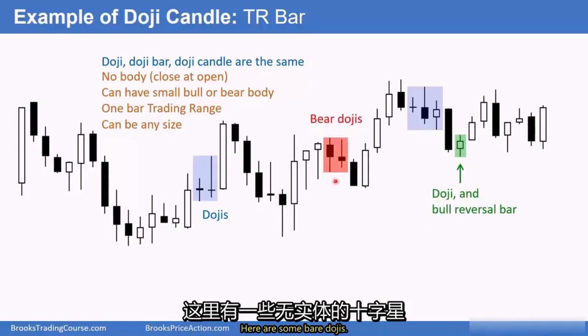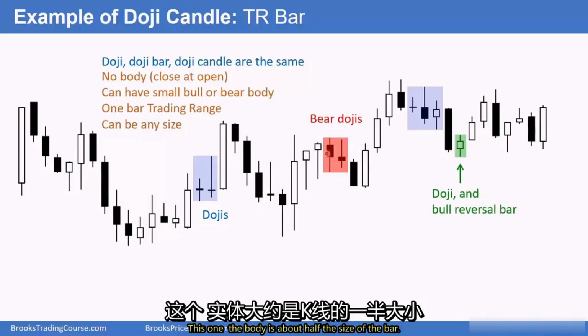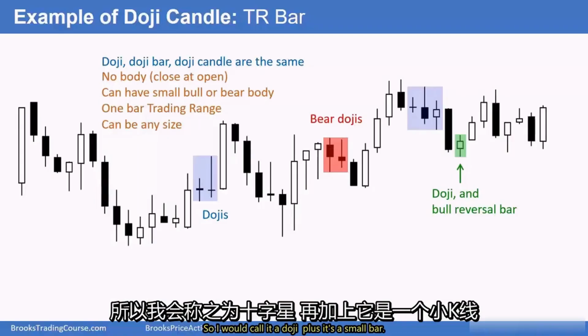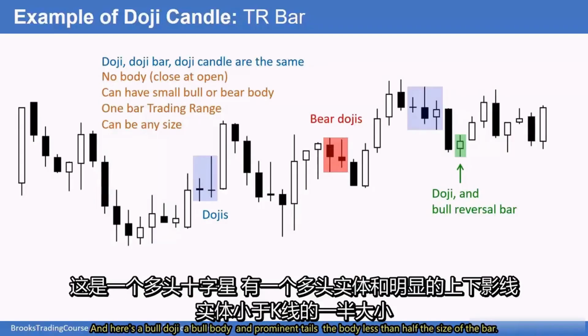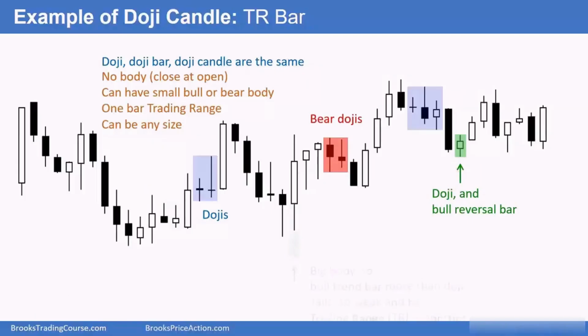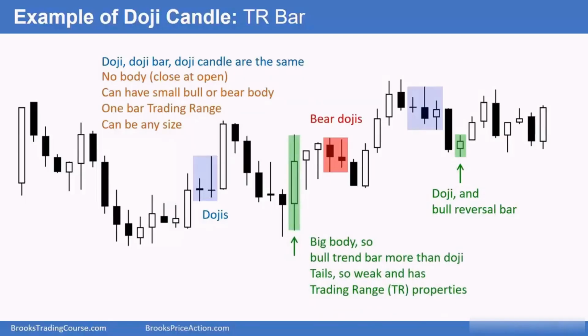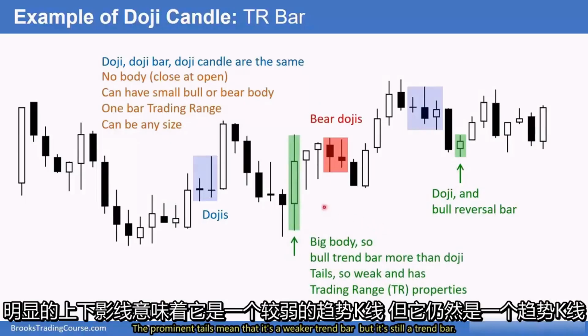There are some bear dojis. This one, the body is about half the size of the bar, so I would call it a doji, plus it's a small bar. And here's a bull doji, a bull body, and prominent tails, the body less than half the size of the bar. The prominent tails mean that it's a weaker trend bar, but it's still a trend bar.